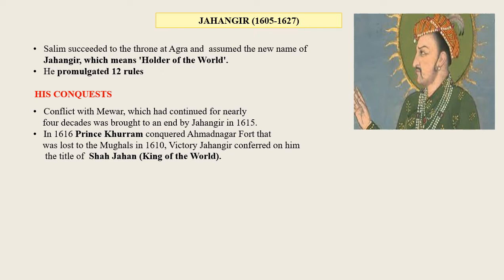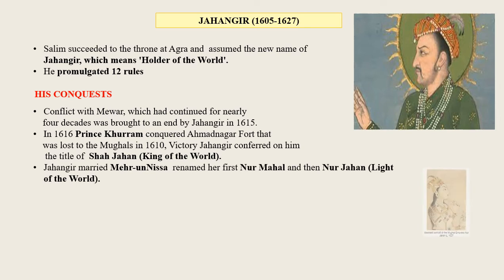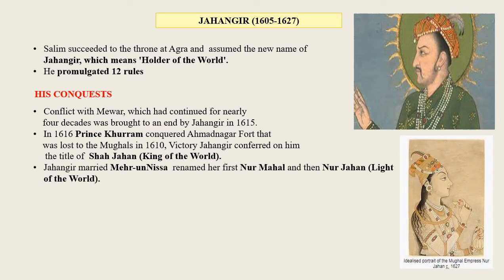Jahangir married Meherunisa in 1611. He renamed her first Nur Mahal and then Nur Jahan, Light of the World. She was the widow of a Persian nobleman, Sher Afghan. She wanted her son-in-law Prince Shahryar to be the emperor's successor.